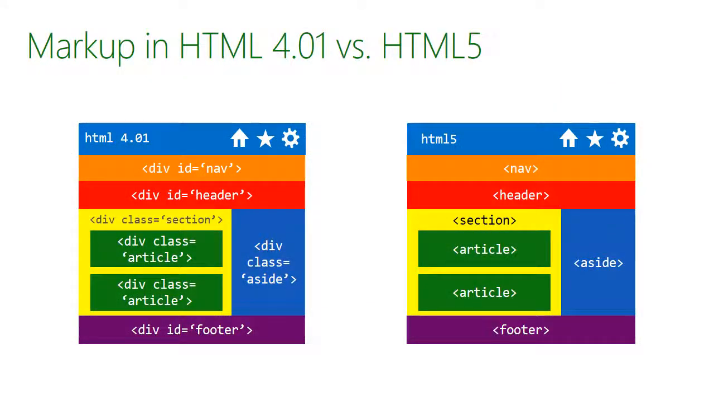How does markup differ between HTML 4.01 and HTML5? You can see on the page how the content might be described within HTML4 and how it would be described using HTML5. Okay, within the actual markup, you can see there's a prolific use of divs in HTML4, whereas in HTML5 we're using these new elements such as nav, header, section, article, aside and footer.